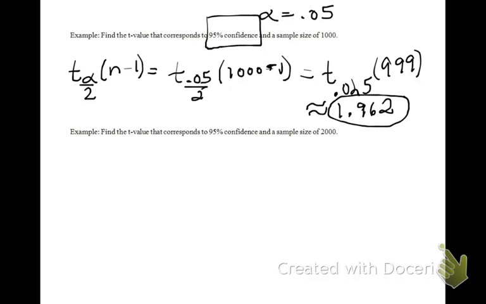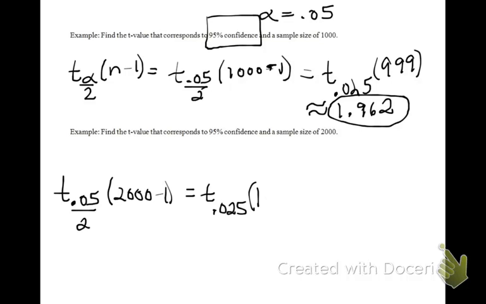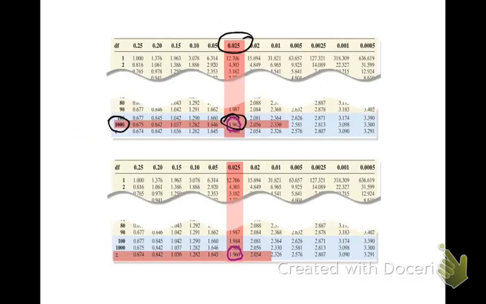Now what if we change our sample size? What if we bump it from 1,000 up to 2,000? So again, t alpha 0.05 divided by 2 of n minus 1. That's t 0.025 of 1,999. When you look in the table for 1,999 with tail area 0.025, you're not going to find a number that large.